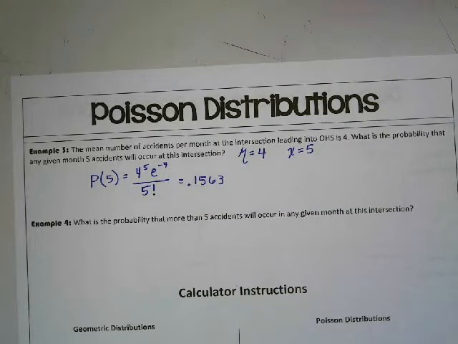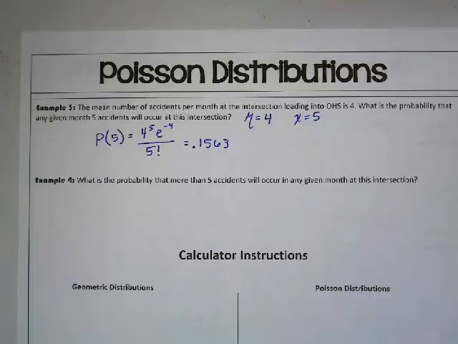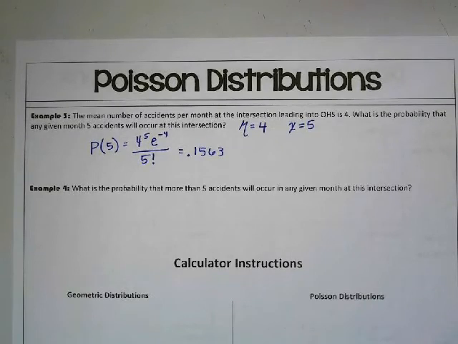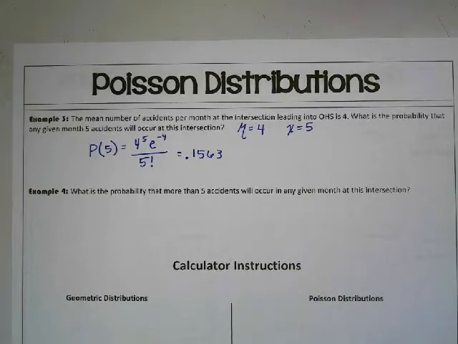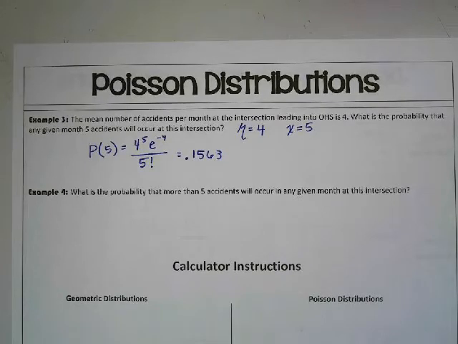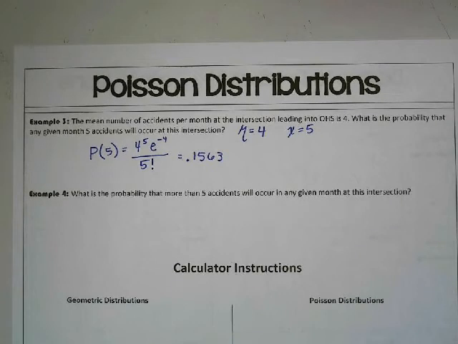Example 4: what is the probability that more than 5 accidents will occur in any given month at this intersection? More than 5. It's cumulative, but remember what I said about cumulative. Cumulative goes from 0 to 5. So then you would subtract it from 1. I need more than 5, so I'm going to subtract it from 1.